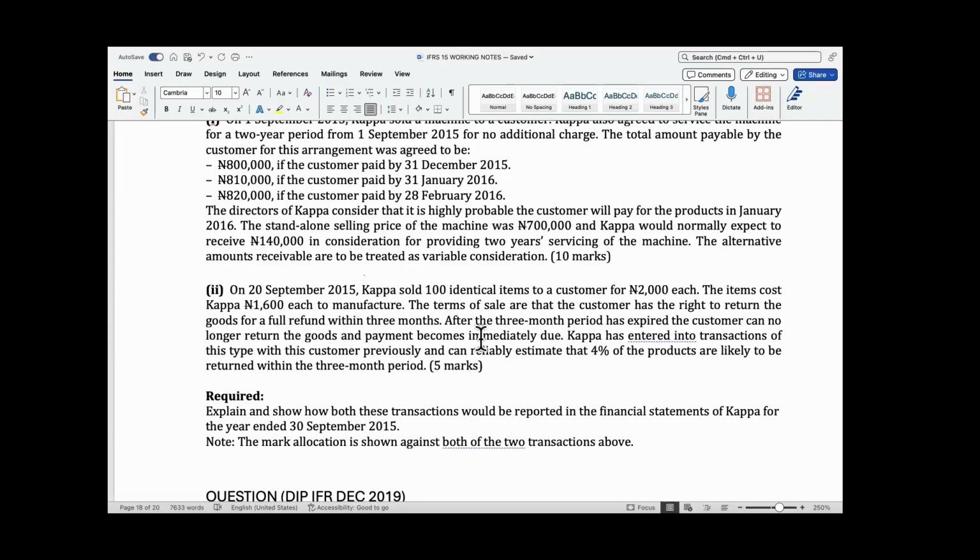Explain and show how both these transactions will be reported in the financial statement of Kappa for the year ended 30 September 2015. Notes: the mark allocation is shown against both of the two transactions above.